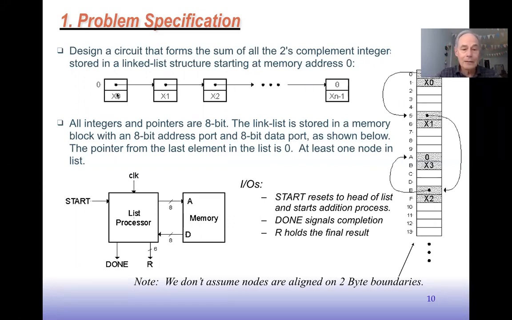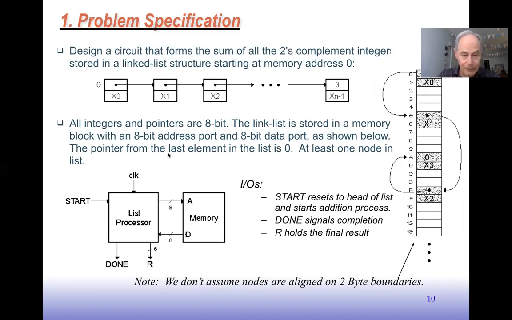That's the data. And our circuit should follow this linked list from the beginning to the end, adding up all those x values, the integer values. So for purposes of our little design here, we're going to assume all the pointers and the integers are 8 bits, just to keep things simple, and that the linked list is stored in memory. And this memory has an 8-bit address port and an 8-bit data port, as shown below down here. The pointer in the last element of the list is a 0. That's how we know that we're at the end. Okay, that's the terminator or the null pointer. And we'll assume that there's at least one node in the list.